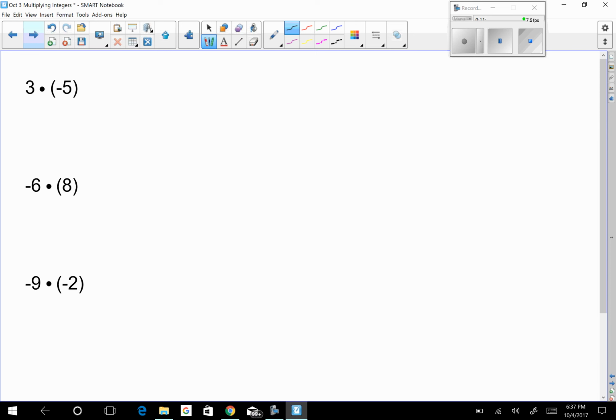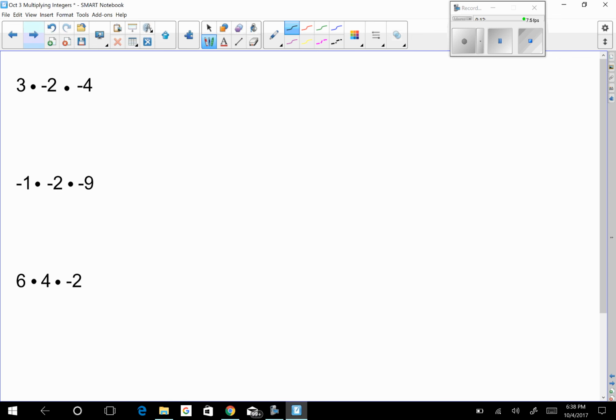So let's do a few examples. And again, you are writing these in your notebook. 3 times negative 5. Do they have same signs or different signs? Different. So we know your answer is going to be negative. And 3 times 5, that's 15. So negative 15. Negative 6 times a positive 8. They have unlike signs, so our answer is going to be negative, and 6 times 8 is 48. Negative 9 times negative 2. Like signs, so our answer is going to be positive, and what's 9 times 2? 18.